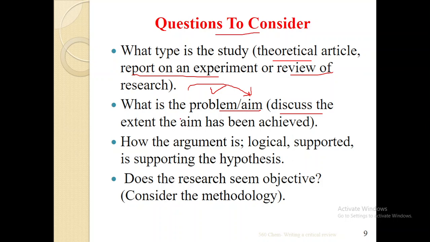What is the main problem, and you need to explain the extent to which the aim has been achieved, and how the argument is logical, how it is supported, and how the argument is further supporting the hypothesis. Because you have a hypothesis, and for that hypothesis you bring the argument, and then you bring the logical supporting details to strengthen this argument. So this is how it works in the research process.